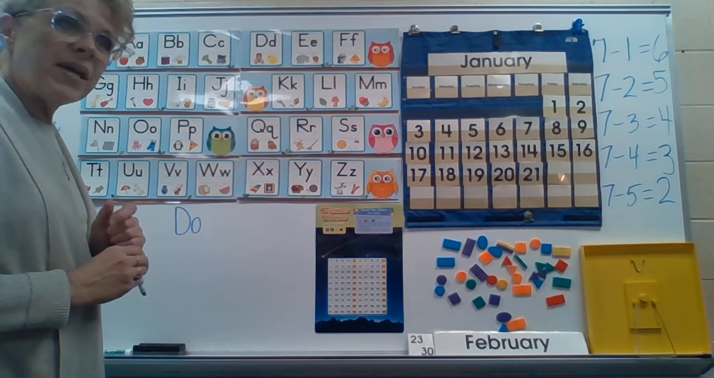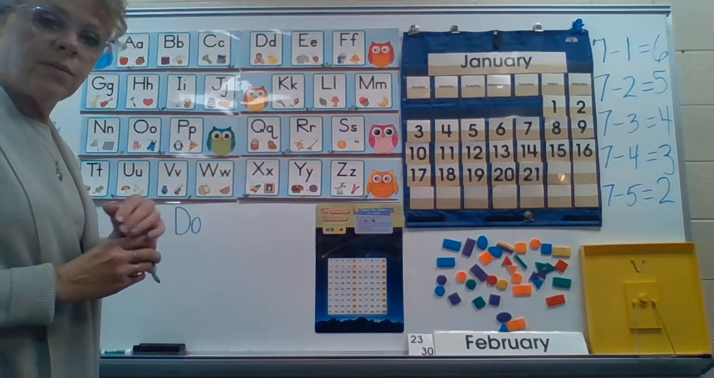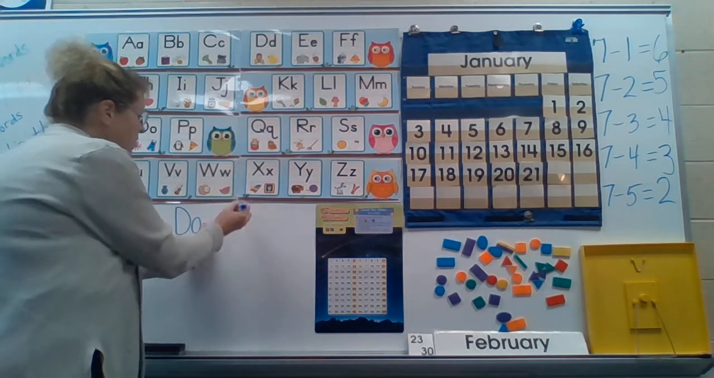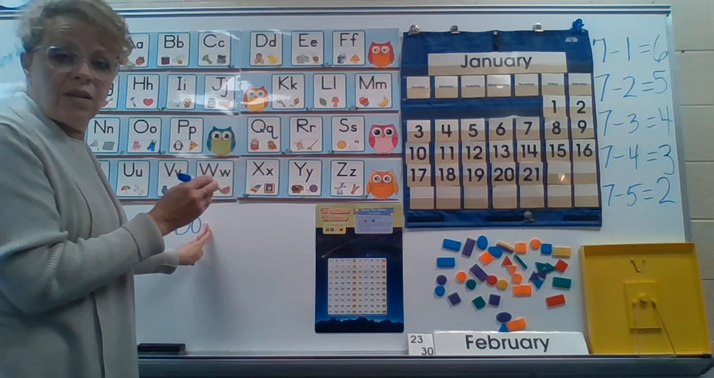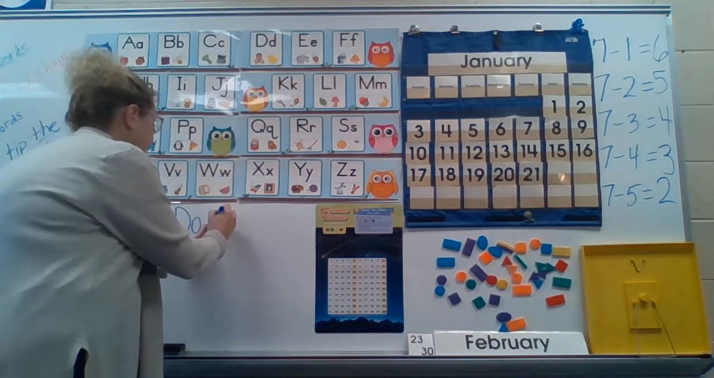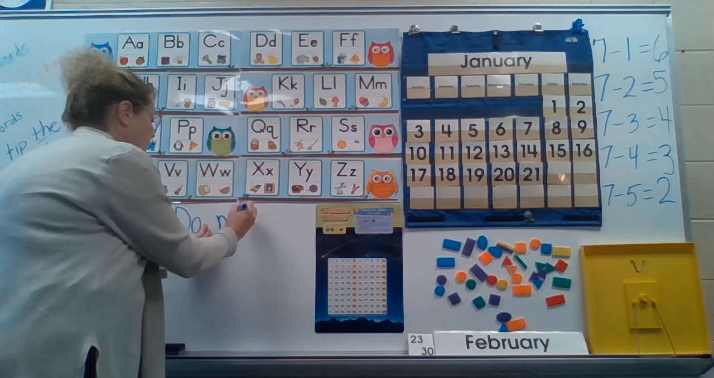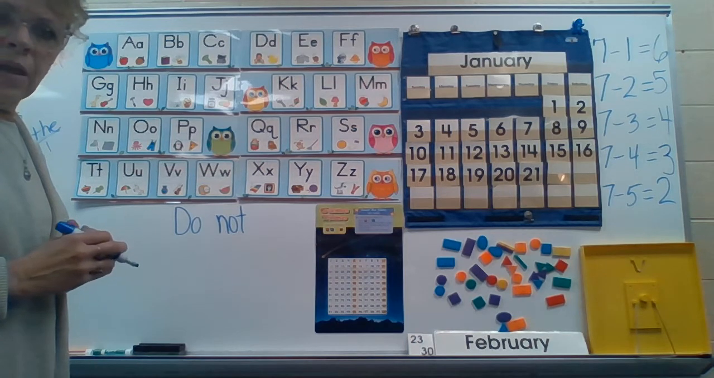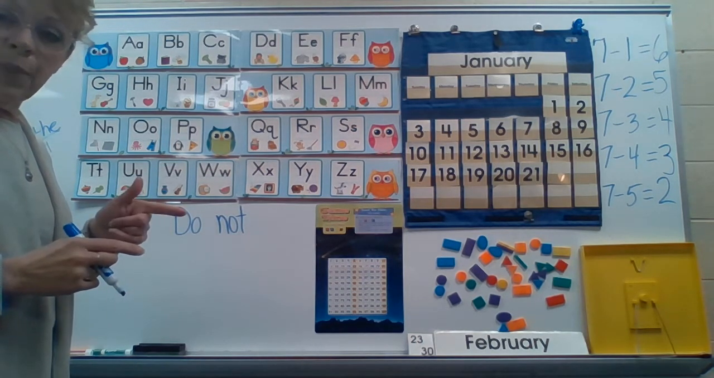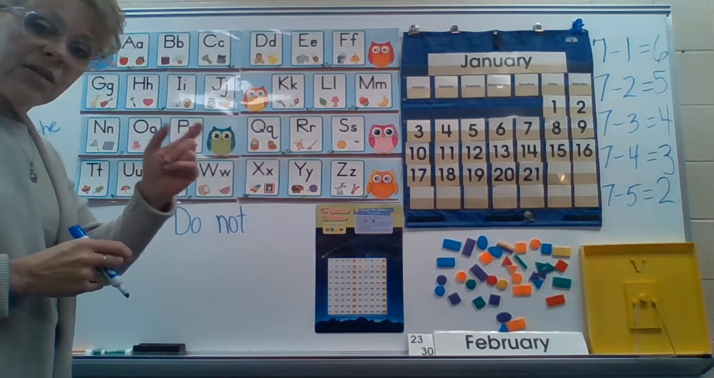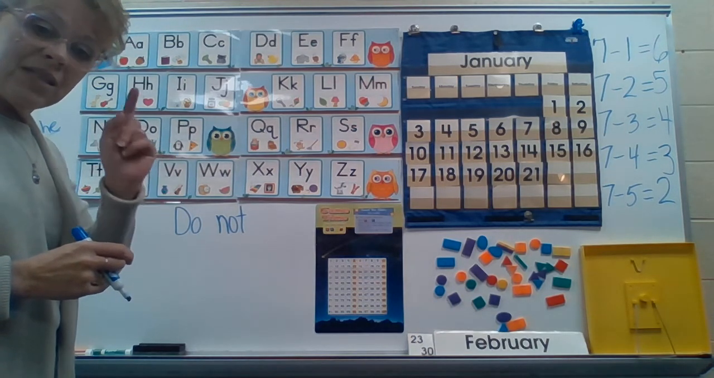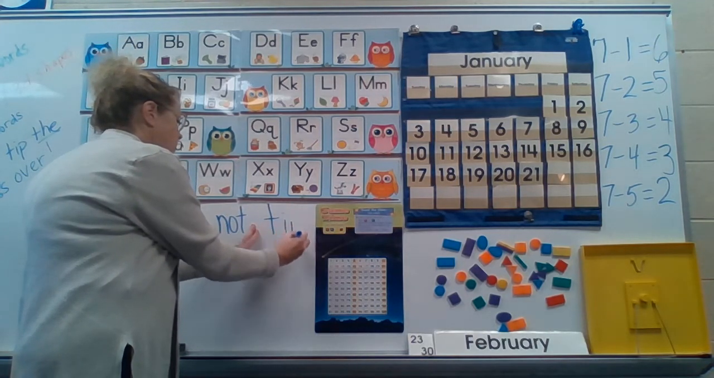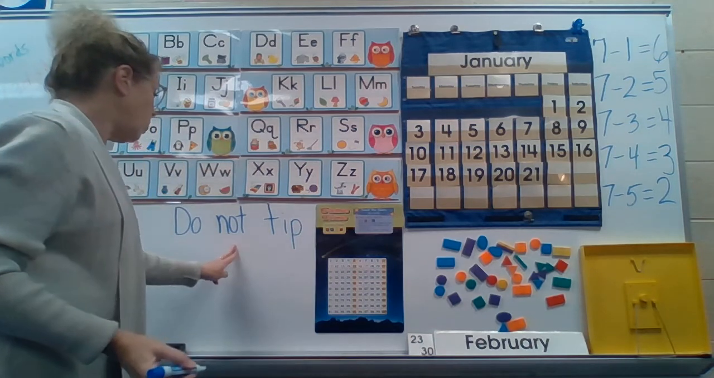And then I'm going to leave a nice space, and I'm going to use our sight word not. Okay, that's also an OT word in our OT word family. Okay, so we know it ends with OT. What does it start with? N-O-T. Starts with N. N-O-T. Do not. Then I'm going to use my IP word tip. Okay, so it ends with IP, starts with T. Leave a nice space. T-I-P. Do not tip.